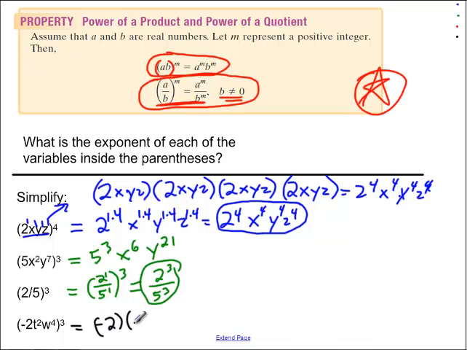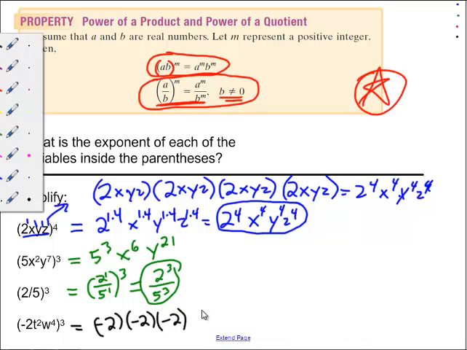This one you might want to write out longhand. Negative 2 times negative 2 times negative 2, just because it's got a negative sign in front of it. You've got to pay attention to the negative sign, and the negative sign should probably go with the 2. So negative 2 to the third power would be negative 2 times negative 2 times negative 2, and then the rest of them you could use the rule for.